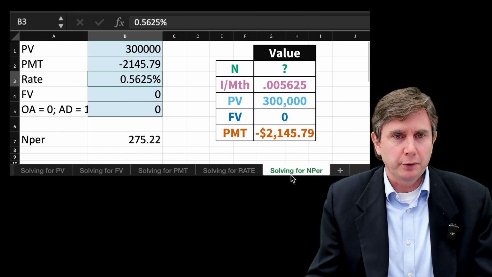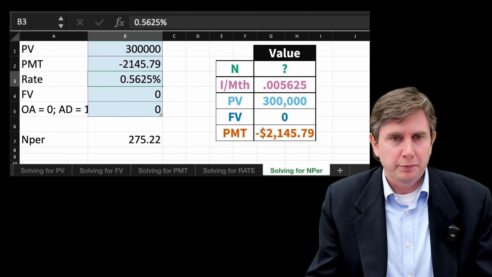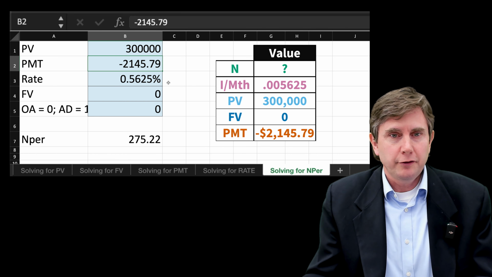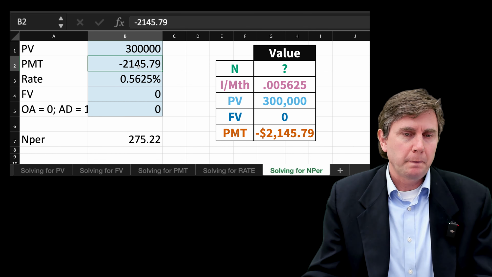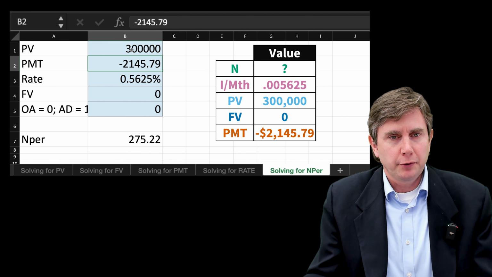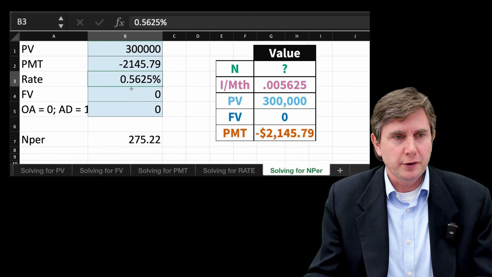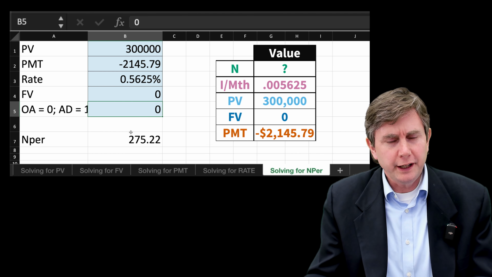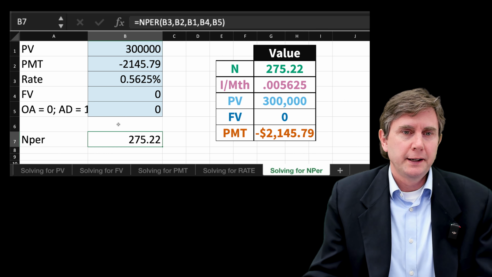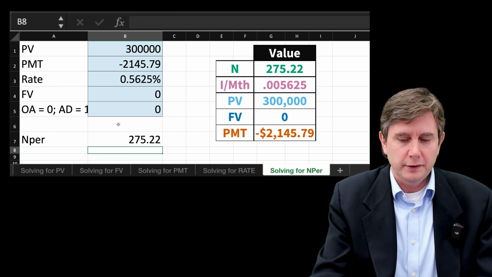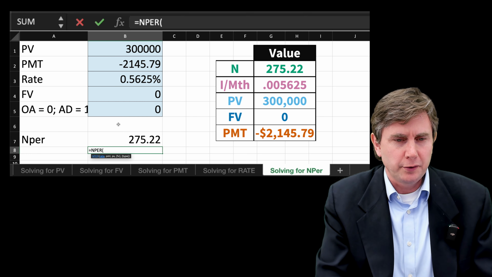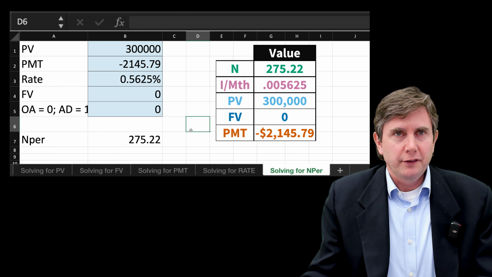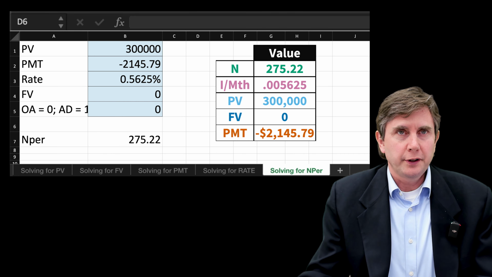Part two of the problem said, let's go ahead and solve for number of periods. We know we're going to take that 1945 and some change, and add 200 a month. So negative 2145, with 300,000 starting. We have our payment. We have our interest rate. Again, nothing left in future value at the end of the note. Ordinary annuity, and we find 275 months is what's left. If you want to solve that, you can do equals NPER, and that gives you the number of payments. All right, so far, so good. And that gives us the first question answer in that module.